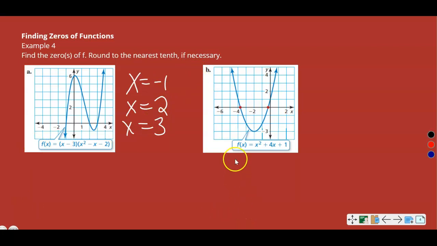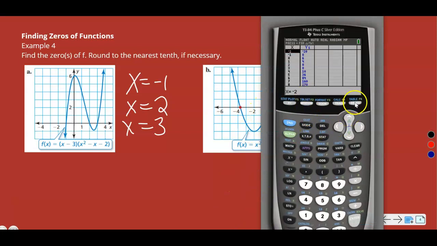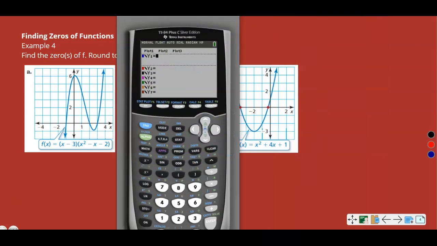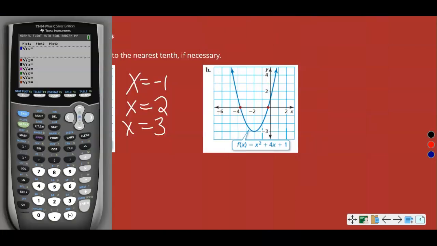All right, B part. It looks like here is -3 and -4, and that crosses in between -3 and -4. This one crosses in between 0 and 1. So let's see how we can determine our zeros using our calculator. If we go to y equals, let's type in x squared plus 4x plus 1, and then hit graph.